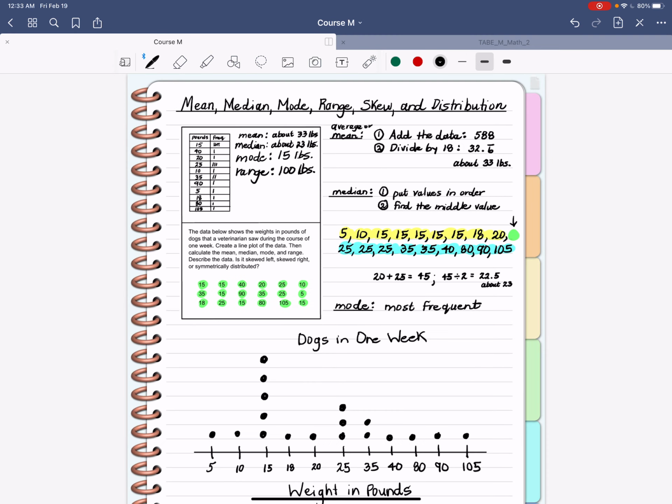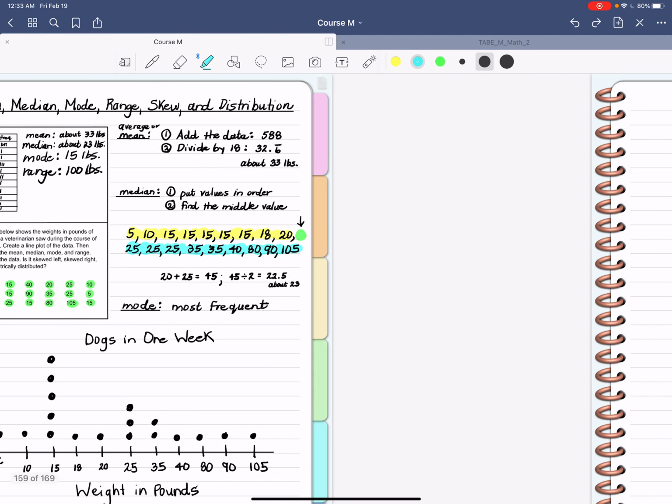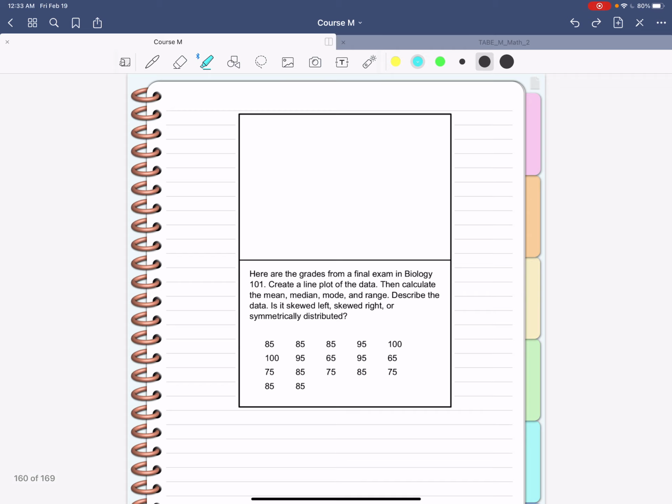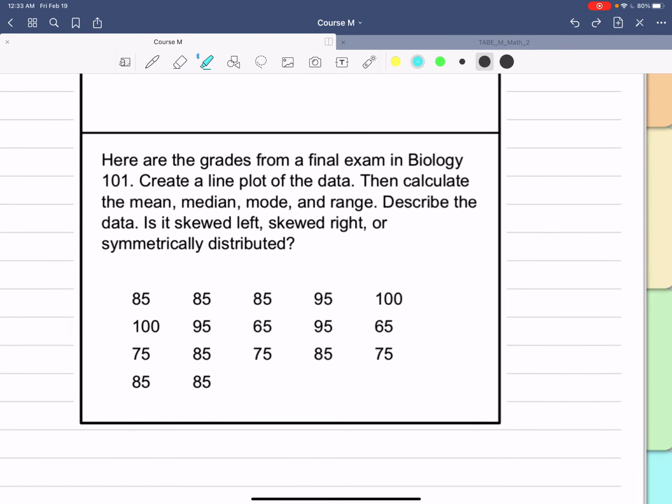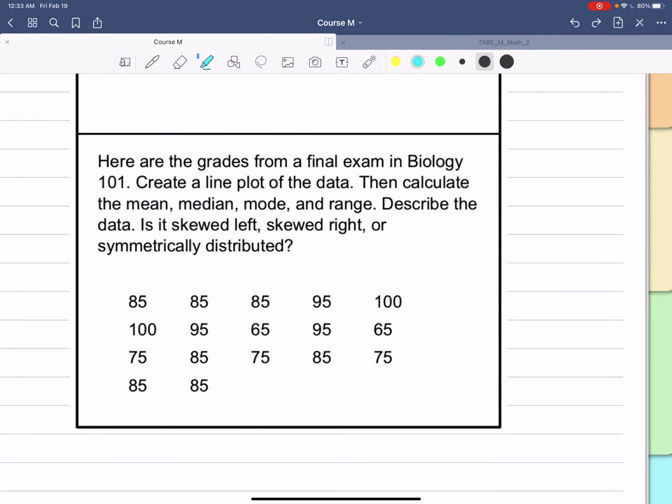You can go ahead and paste, again, fold your piece in half and then stick that down so it will open up when you want it to. And let's look at another one, and then we'll come back to skew on this one. Here are the grades from a final exam in Biology 101. Create a line plot of the data, then calculate the mean, median, mode, and range. Describe the data. Is it skewed left, skewed right, or symmetrically distributed?